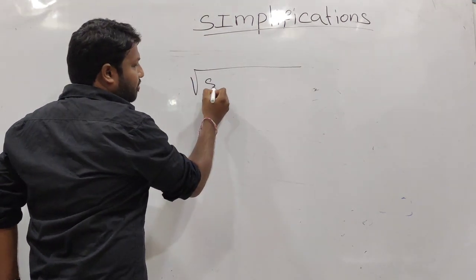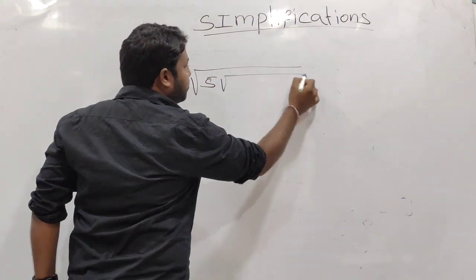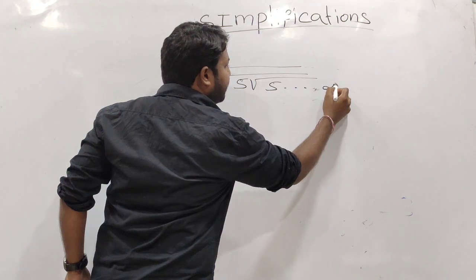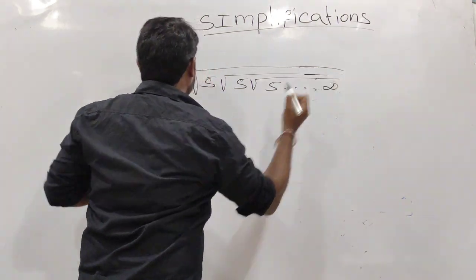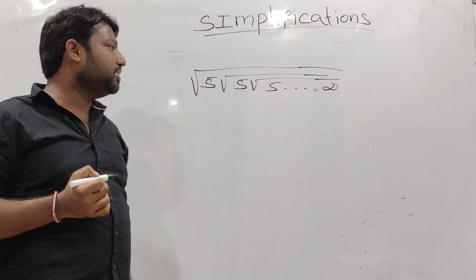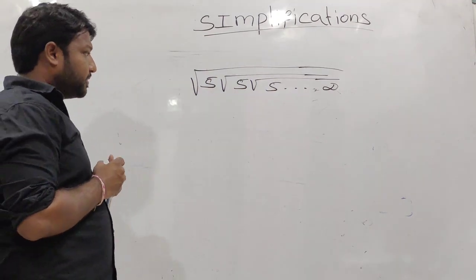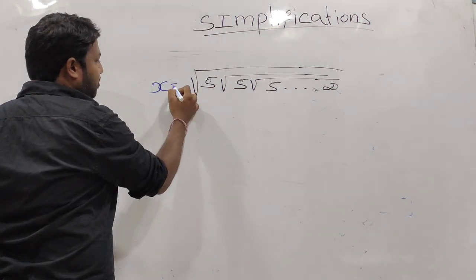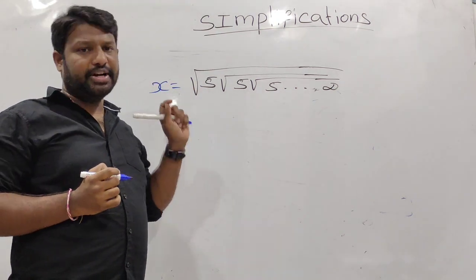Find root 5 under root 5, and so on up to infinity. They have given it like this. You have to solve this question: root 5, and so on up to infinity. So I will tell you the basic method. I am taking this value as x. Let us say x is equal to this value. Now I have to find what x is.